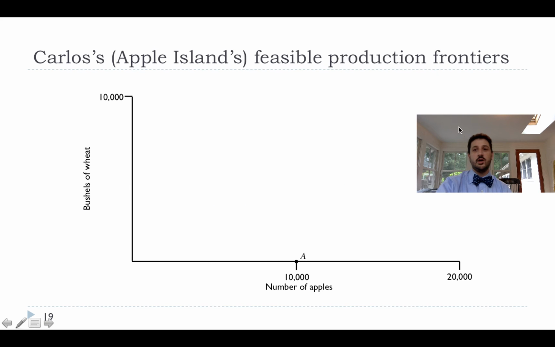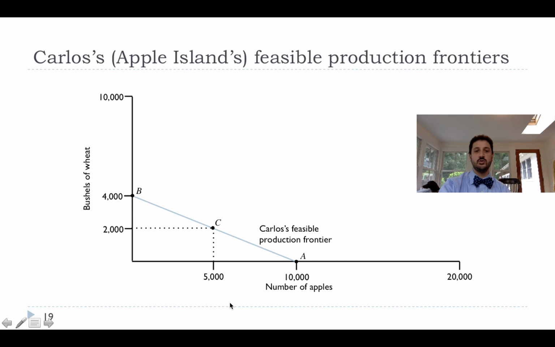So here's Carlos. Oh, Carlos lives on Apple Island. So Carlos can either produce 4,000 bushels of wheat or 10,000 apples, okay? Or any point along that feasible frontier, right? You might have seen this as a PPF, a production possibility frontier. This book prefers the term feasible frontier. And so Carlos can sort of choose, all right, well, do I want to produce all wheat? Do I want to produce all apples? Or he can produce someplace in the middle, right? So maybe C, where he produces 2,000 bushels of wheat and 5,000 apples, is where he maximizes his utility.